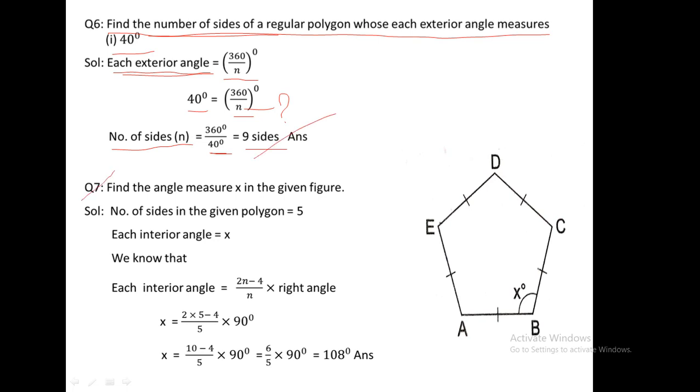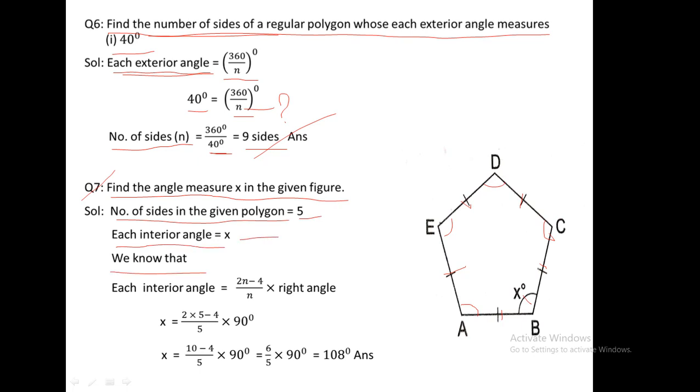Now question number 7. Question number 7 says: find the angle measure x in the given figure. So this is a regular pentagon, 1, 2, 3, 4, 5. This is a regular pentagon, and here this is x. So this is also x degrees, this is also x degrees, this is also x degrees, and this is also x degrees. In the given part we first write the number of sides in the given polygon equals 5. Each interior angle is x.